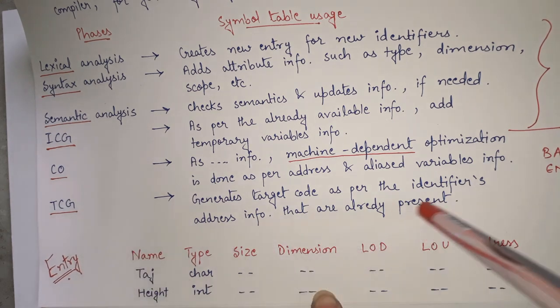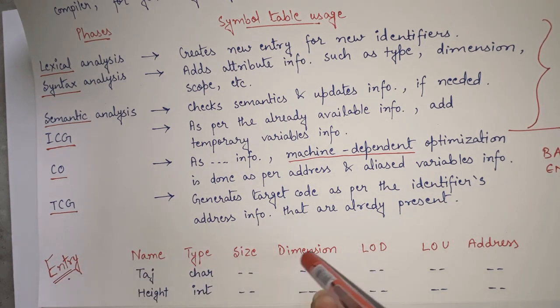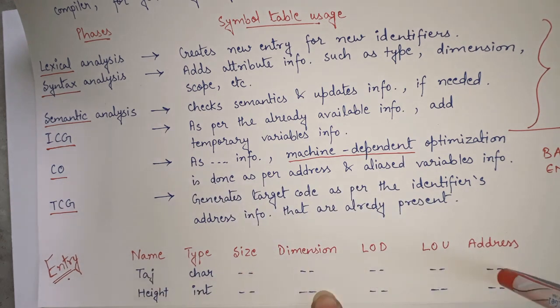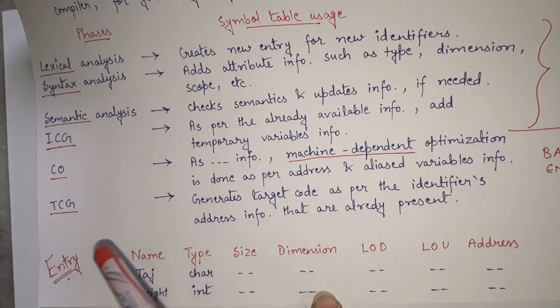So you can consider that this is a symbol table. These are the main 7 attributes present in it, and I've just shown an example of how the entries will look. First of all, name. Name means the name of the variable. For example, I have a variable whose name is Taj. It is of type character, you can say character array or whatever. I have taken a character array for the variable name Taj.